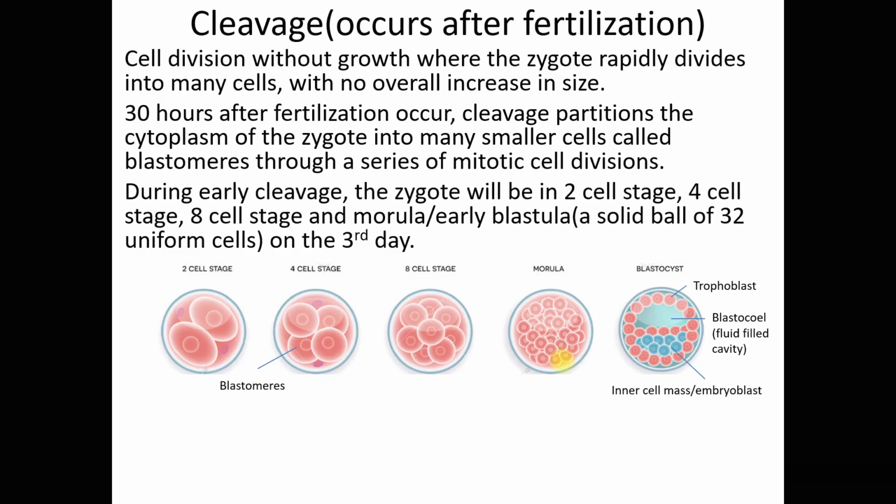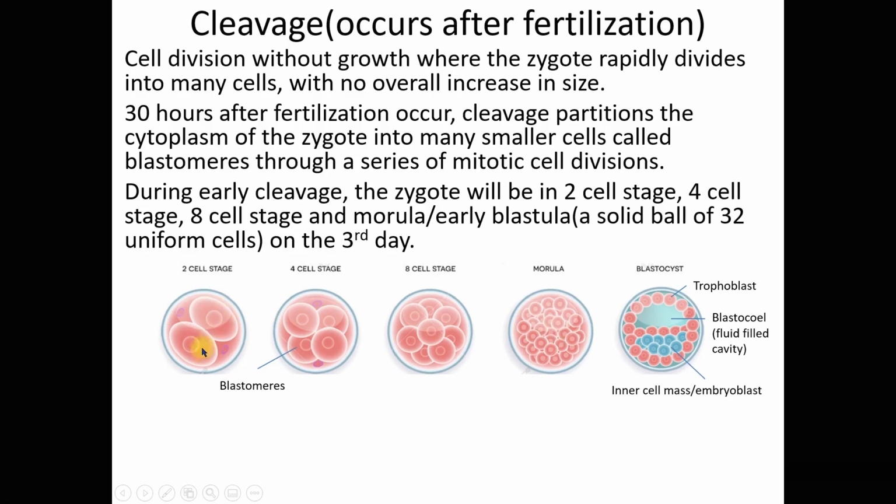During early cleavage, the zygote will be in the 2-cell stage, as you can see from here, and then it progresses into the 4-cell stage. Then the zygote progresses into the 8-cell stage. And then to morula, also known as early blastula, which is a solid ball that has 32 uniform cells, and each of these cells inside this morula are the blastomeres.